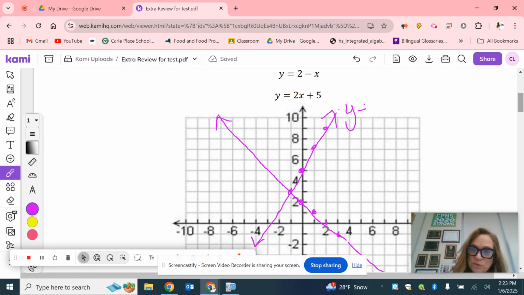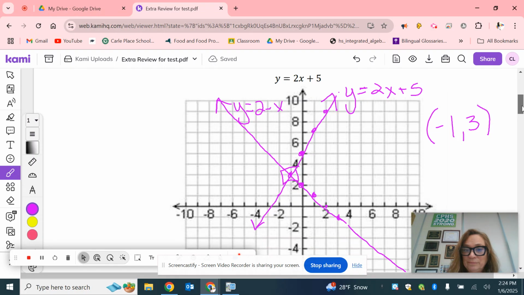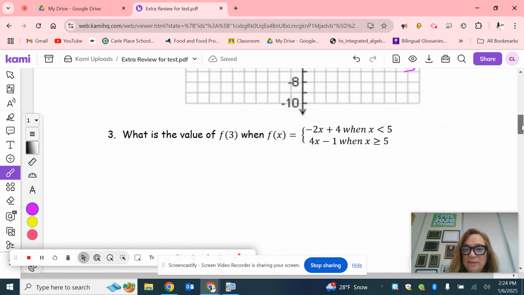Okay, so that's y equals 2x plus 5, and this one is y equals 2 minus x, and it looks like they cross at -1, 3. And again, I can put this in my graphing calculator and double check. I could also substitute and make sure that that point does make both equations true. Okay, so that's solved graphically.